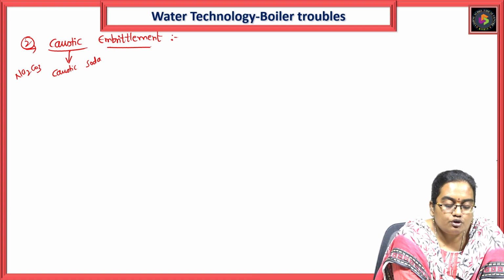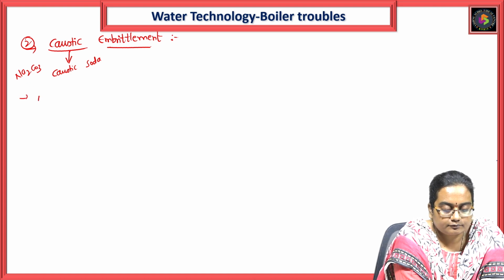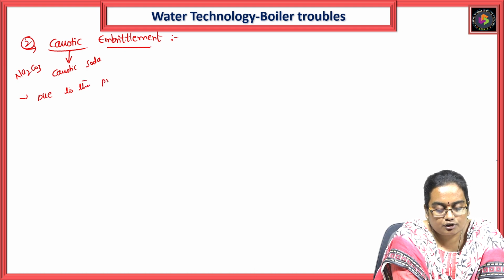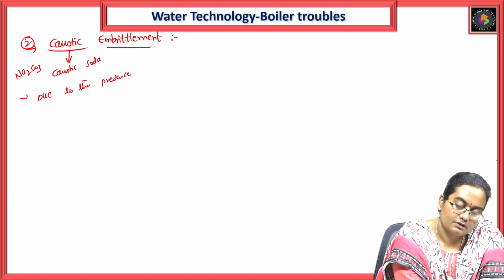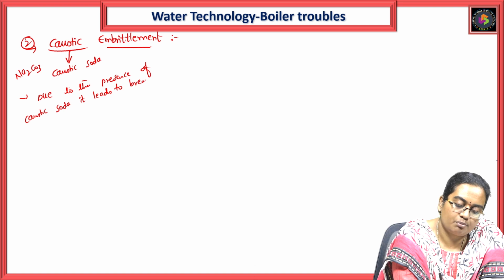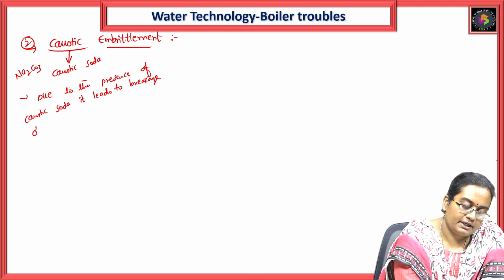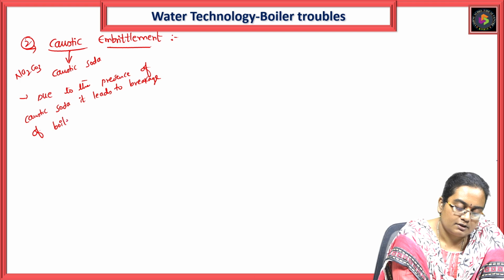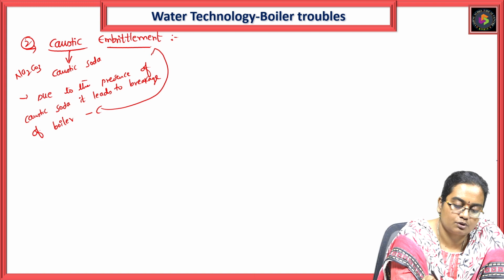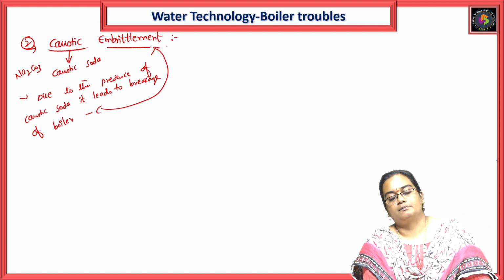I am repeating the problem definition here. Due to the presence of caustic soda, it leads to breakage of the boiler, known as caustic embrittlement. This is the definition. Okay.